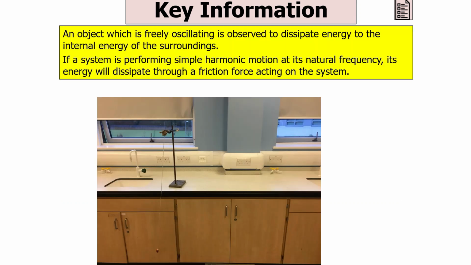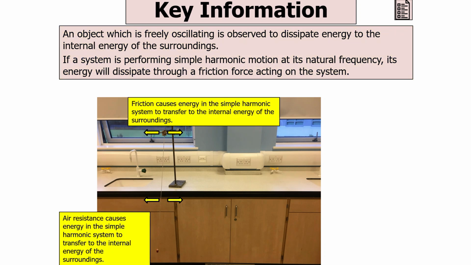So an object which is freely oscillating is observed to dissipate energy to the internal energy of the surroundings. So if a system is performing simple harmonic motion at its natural frequency, it will dissipate energy through a friction force on the system. So in this example, friction causes energy in the simple harmonic system to transfer to the internal energy of the surroundings, and air resistance causes energy in the simple harmonic system to transfer to the internal energy of the surroundings.